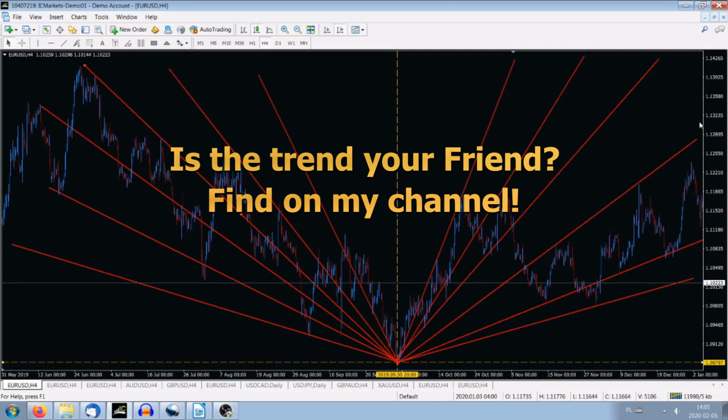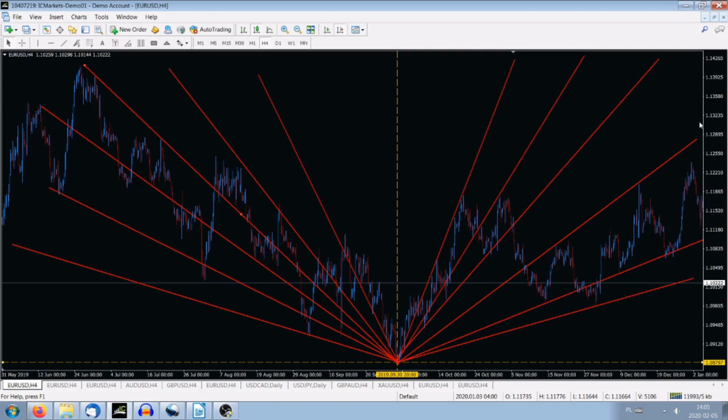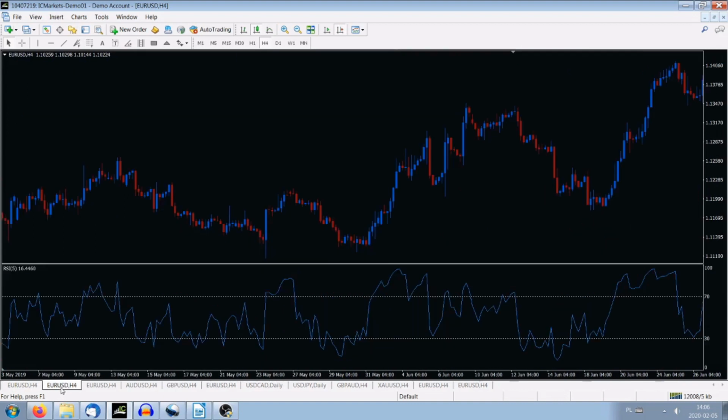I'll show you some tricks on how to use a simple indicator to determine turning points of the market or to determine the trend. So what we've got here is a Euro USD chart, already set up with the RSI indicator with a period of 5. And let's have a butcher's at what's happening.